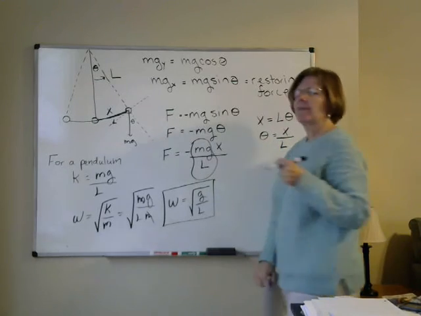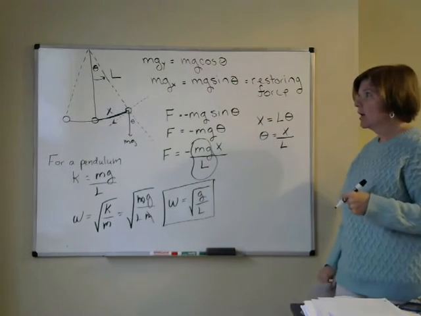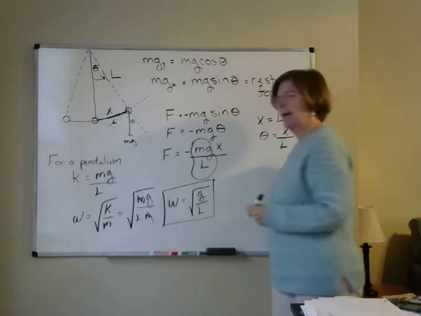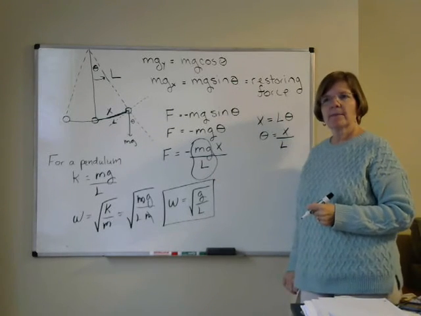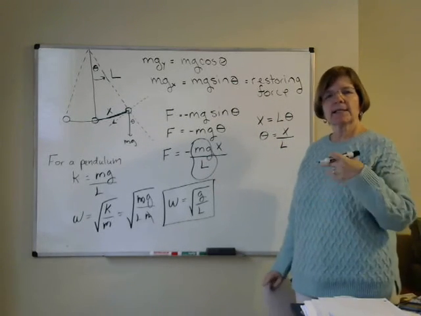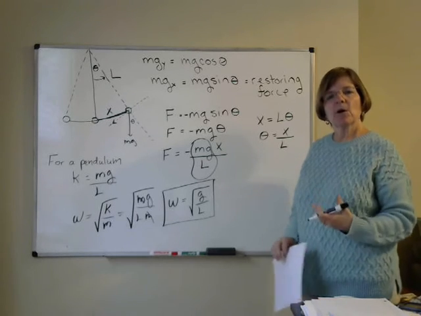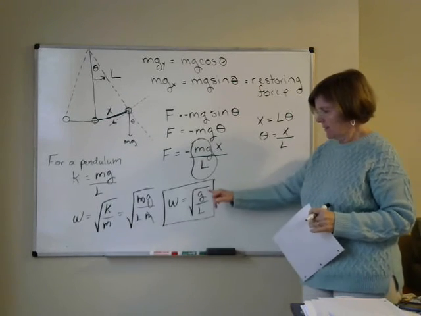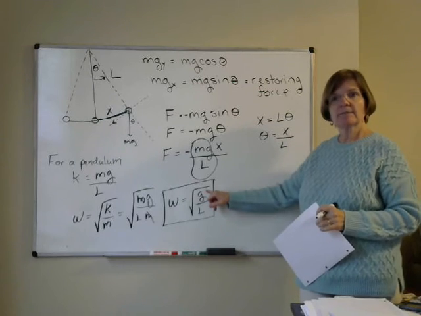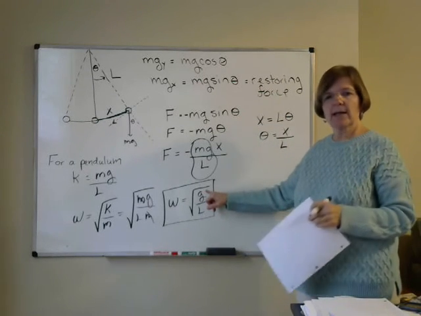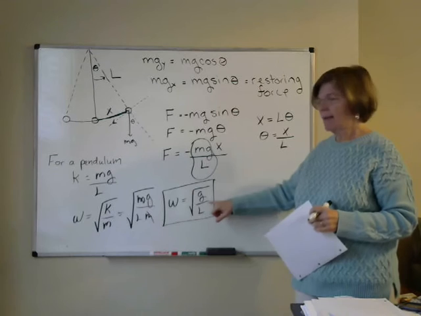So the frequency of a pendulum does not depend on the size of its mass at all. A heavy pendulum can have the exact same period as a small pendulum. It depends on the acceleration due to gravity. If you're here on Earth, that's going to be 9.8, and the length of the pendulum.